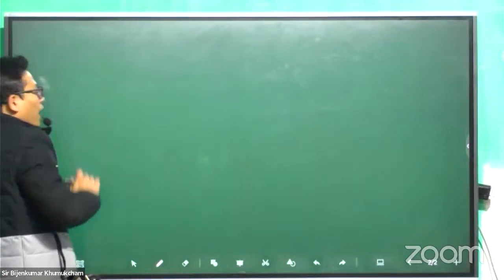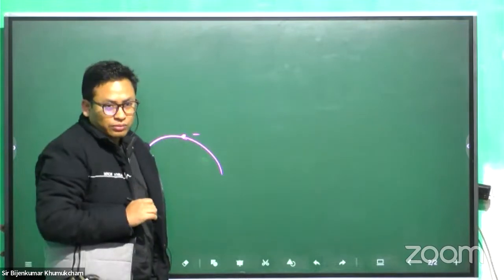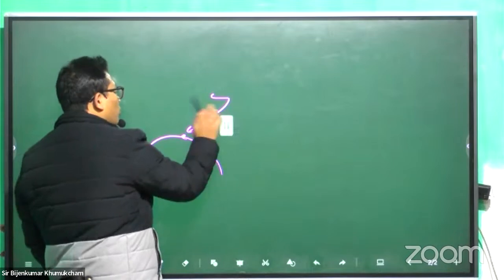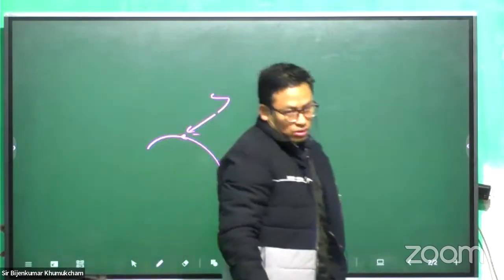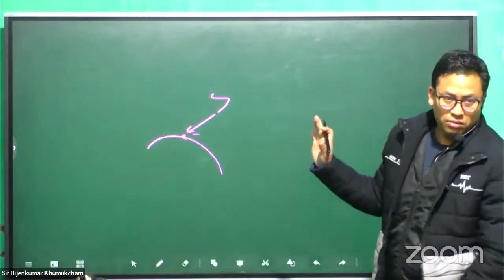The third law is hydrogen. Suppose an electron is in its stationary orbit. What will happen if this electron gains some energy? Energy is absorbed. If this electron absorbs some energy, then what will happen to this electron?